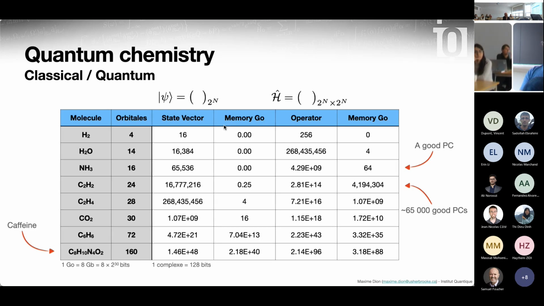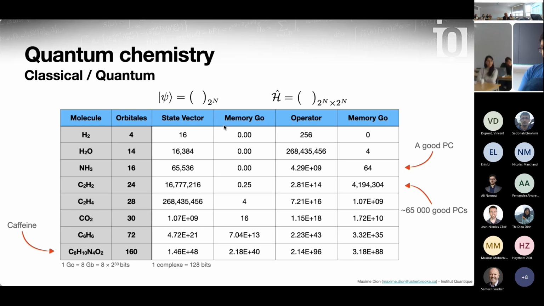And the very one at the bottom, this is caffeine. There is no way you can do this on a classical computer, or if you can, it's going to take a while. But you can do it on a quantum computer with 160 qubits.